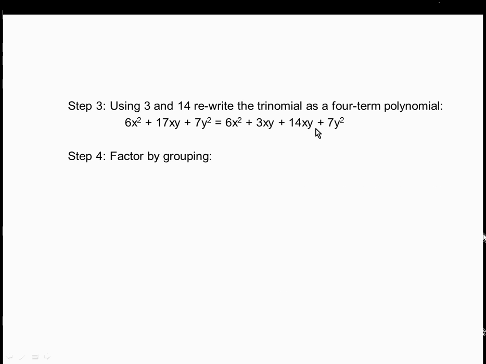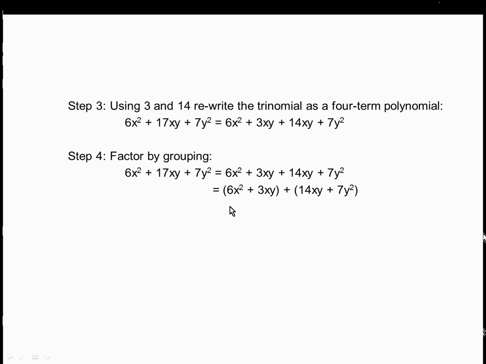So this is where we left off from the previous slide. So I'm going to group the first two, group the last two. So 6x squared plus 3xy plus 14xy plus 7y squared. From the first two, the number I can take out that 6 and 3 have in common is 3. They also have x, so factor out 3x from the first two. The last two, the number that divides evenly into 14 and 7 will be 7, and I can take out a y. So take out 3x from the first two, 7y from the last two.